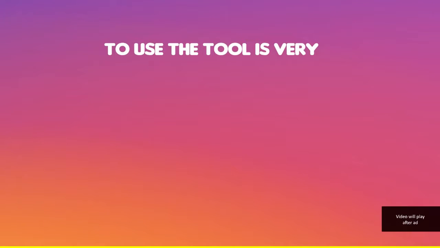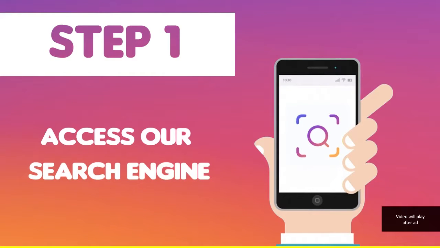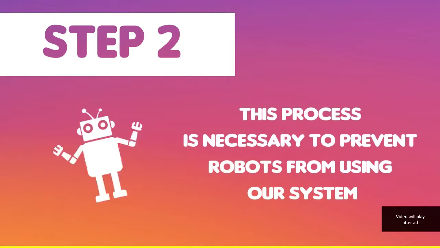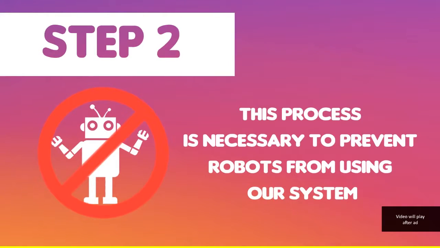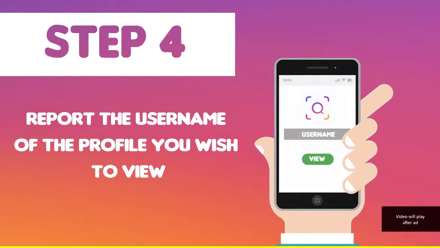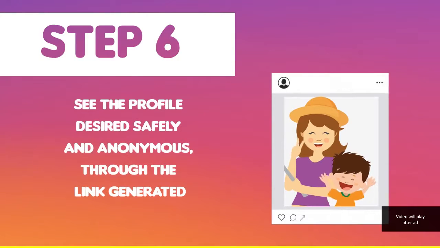To use these tools is very simple and fast. Just follow the instructions. Step 1. Access our search engine. Step 2. Report the code generated by your activator. This process is necessary to prevent robots from using our system. Step 3. Our system will validate the informed code. Report the username of the profile you wish to view. Step 5. Let our tool do all the work. Step 6. See the profile desired safely and anonymously through the link generated.